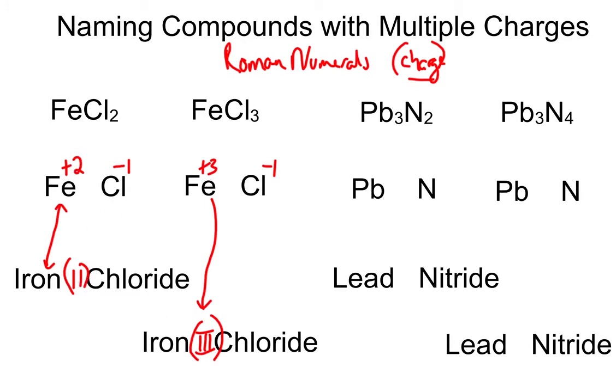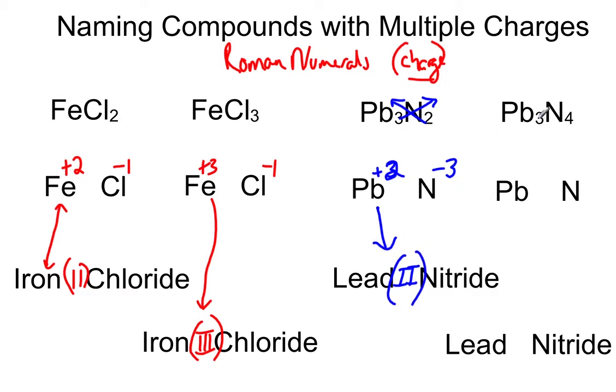Now let's do these guys over here with some lead. So I'm going to uncrisscross my charges. I'm going to put the 3 over there and the 2 over there. The metals always come first, so positive always comes first. Oops, 2. And the negatives always come afterwards. So Pb +2 and -3. So if I was to write the formula here, I know in this case lead's a 2, nitride's always a 3.